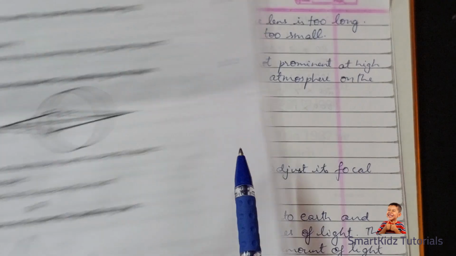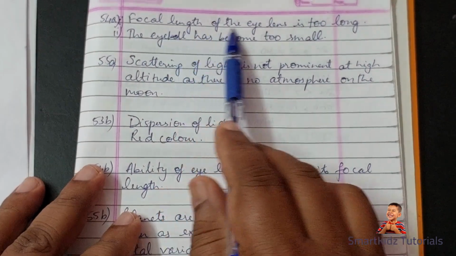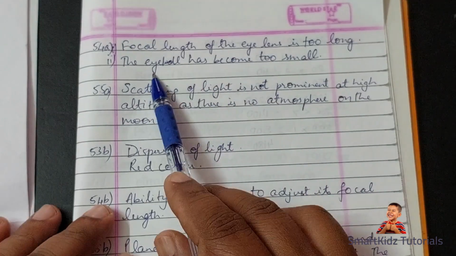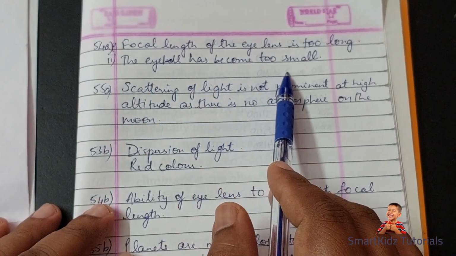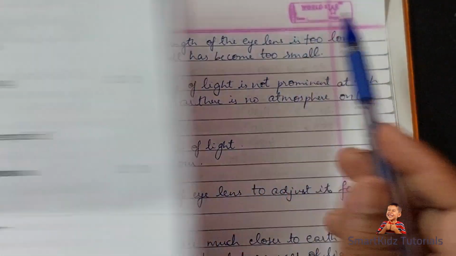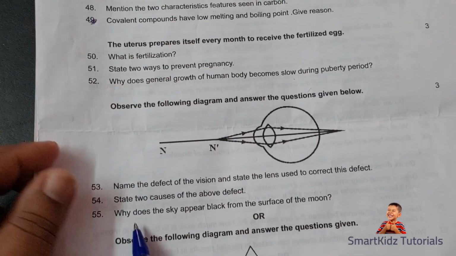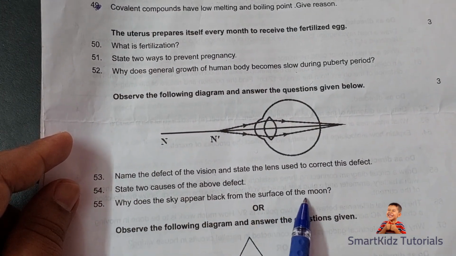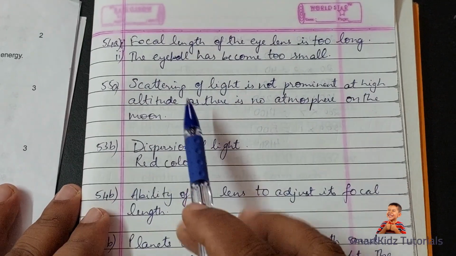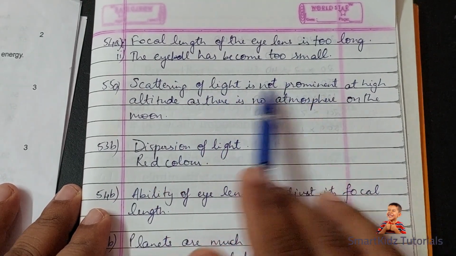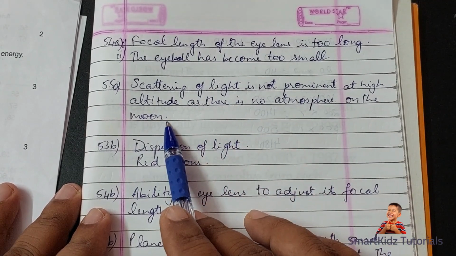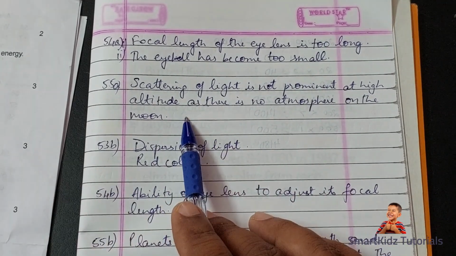Question 54. State 2 causes of the above defect. The focal length of the eye lens is too long. The eyeball has become too small. These are the two reasons. 55. Why does the sky appear black from the surface of the moon? Scattering of light is not prominent at high altitude, as there is no atmosphere on the moon. Okay. That is the reason.